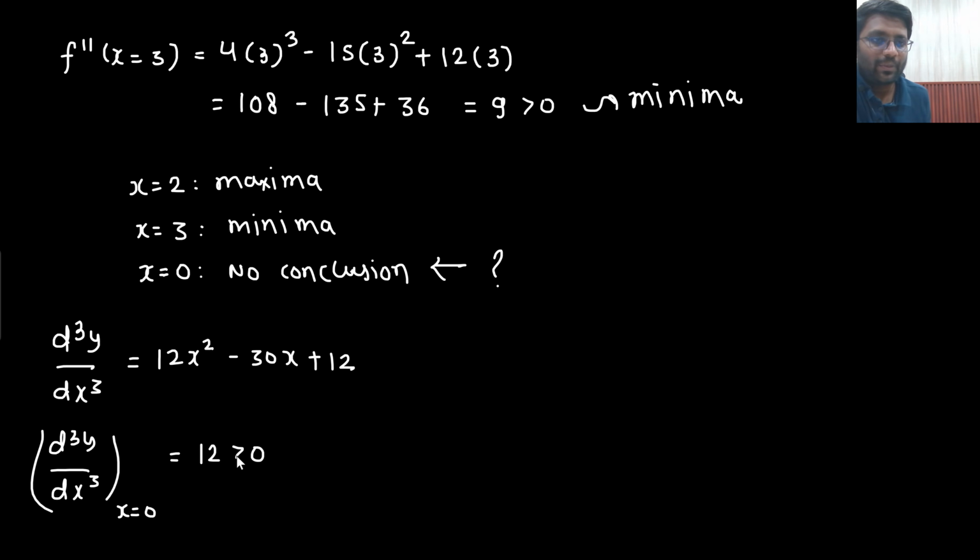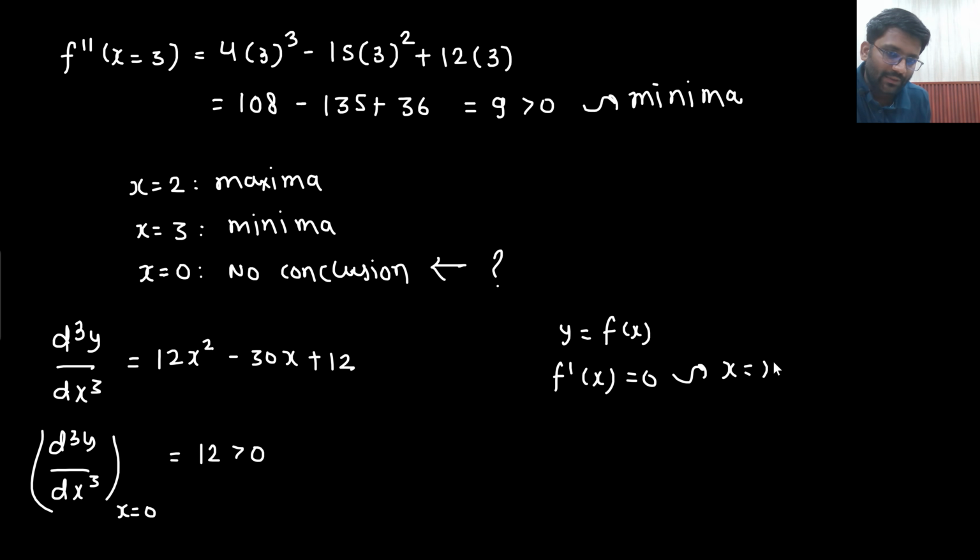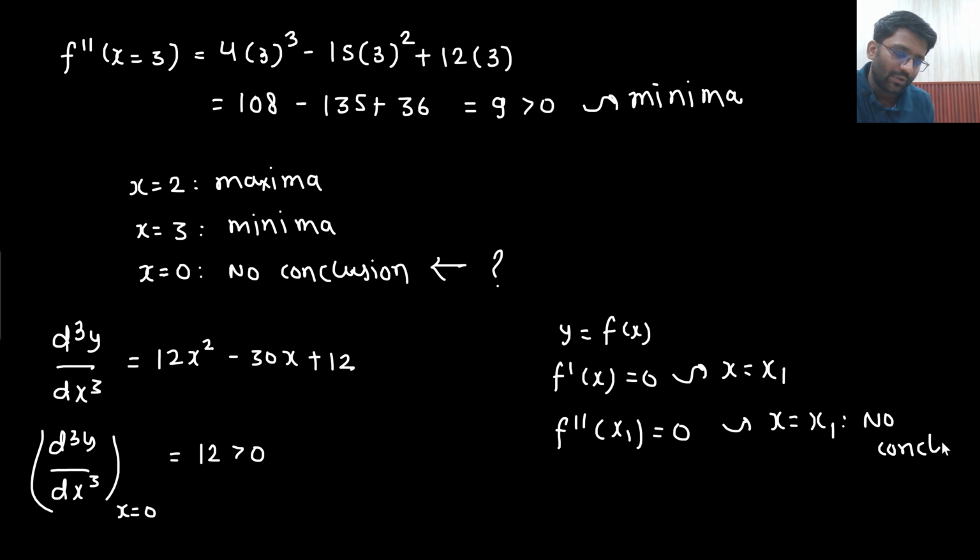So if it comes out to be greater than 0 or less than 0, basically what I did was y equals f(x) was given, then I calculated f dash x and put it equal to 0. I got a point x equals x1. Then I put x equals x1 here. At x equals x1 I cannot make any conclusion, because when I put x equals x1 here, it was coming out to be 0 only. Then I did the triple differentiation.